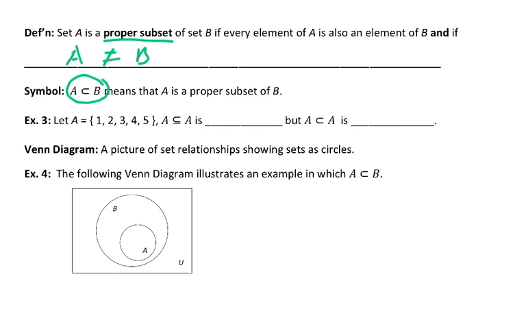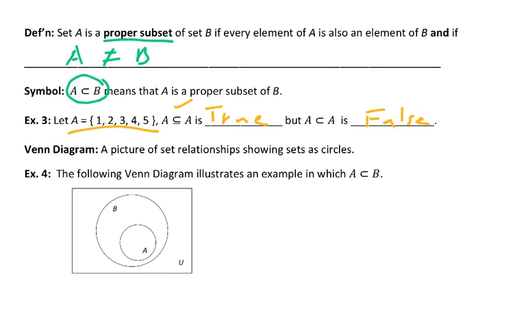So if we have the set again, A, which is {1, 2, 3, 4, 5}, is A a subset of A? This is regular subset. Does that mean every element of A is also an element of A? That is true. But is A a proper subset of A? That is false, because every element of A is also an element of A, but they are equal. So this is false. It's a subset of itself, but not a proper subset.